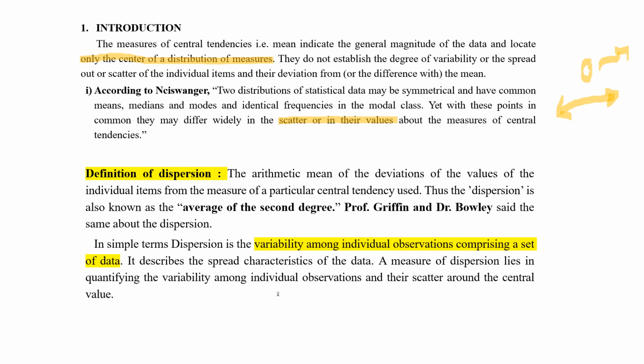In simple terms, dispersion is the variability among the individual observations comprising a set of data. When a set of data is given, dispersion tells us the variability and differences from one observation to another. It describes the spread characteristics of the data. A measure of dispersion lies in quantifying the variability among individual observations and their scatter around the central value.